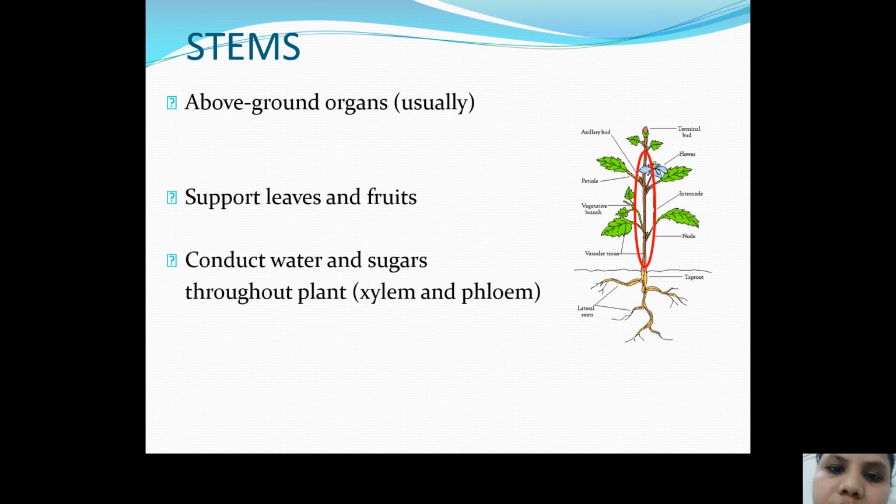Now, stems are the organs of a plant which grow above the ground. These stems support leaves and fruits. The function of the stem is to conduct water and sugars throughout the plant with the help of conducting tissues, xylem and phloem.